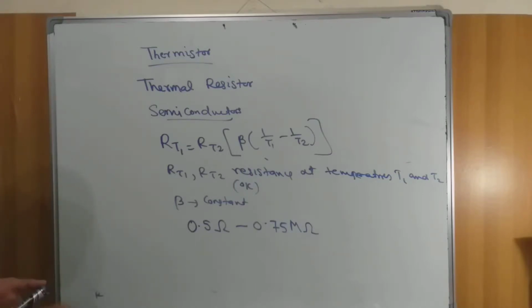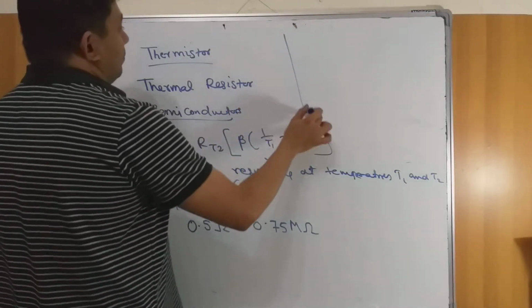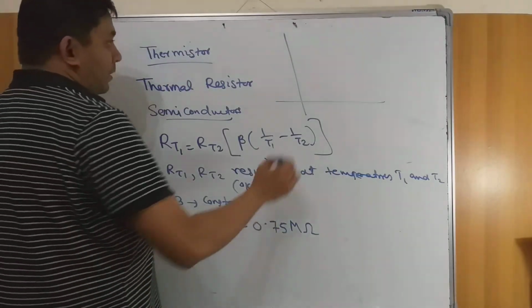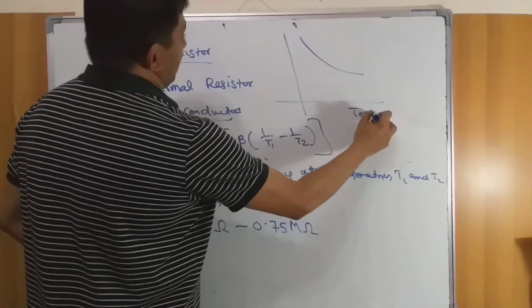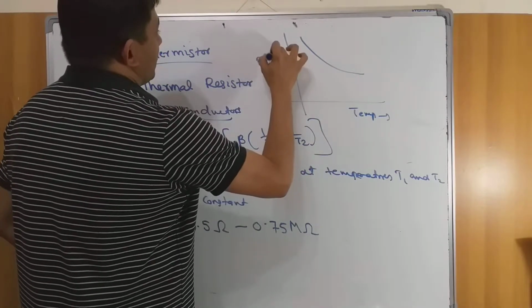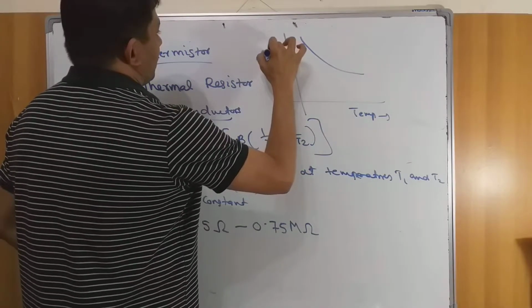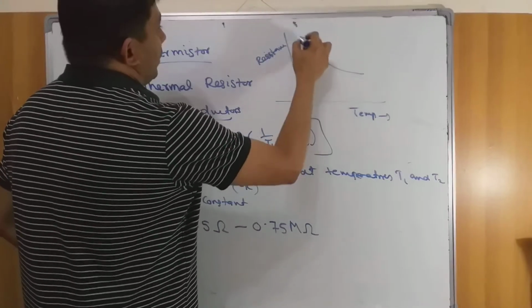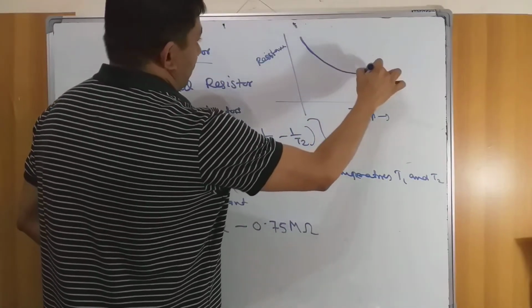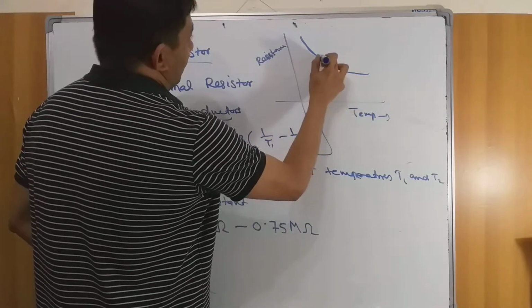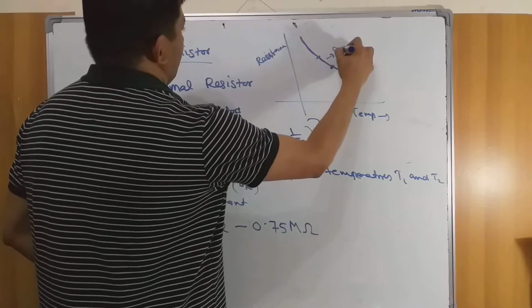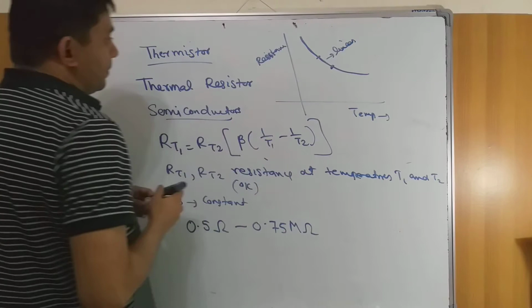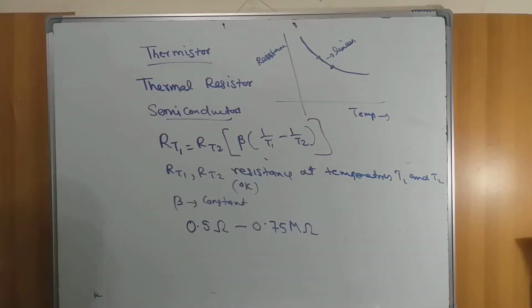That's why there is a very limited range of application, because if you look at the graph, the response is a non-linear graph. This is the temperature, and this is the resistance. Since the graph is non-linear, we can consider only a very short part of the graph where it is almost linear. So the application is restricted to very specific temperatures.